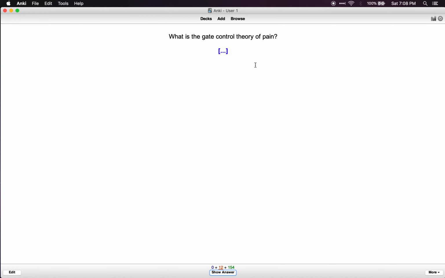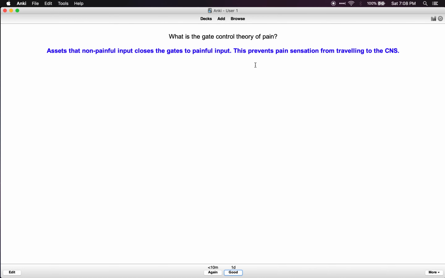Oh, well. What is the gate control theory of pain? It says that when you get non-painful input, that closes the gate to painful input, and that prevents painful info from being sent to your central nervous system.